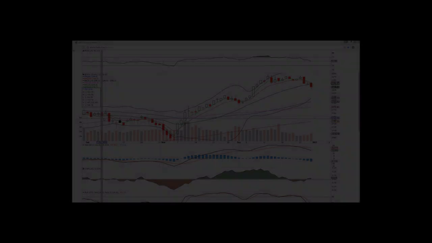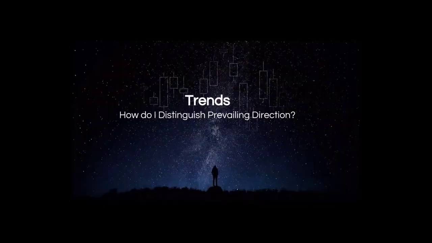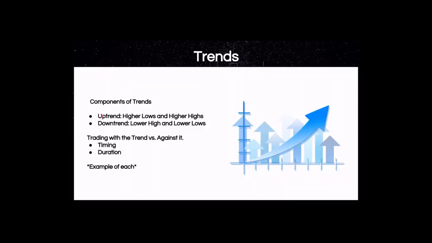On to trends now, and like I said, even if you are a long-term investor with no interest in short-term trading, knowing overall trends is essential. And if you have enough practice, you can look at a chart, and in 10 seconds you can know if the chart is in an uptrend or a downtrend. So how do we distinguish the prevailing direction of a stock or a commodity?